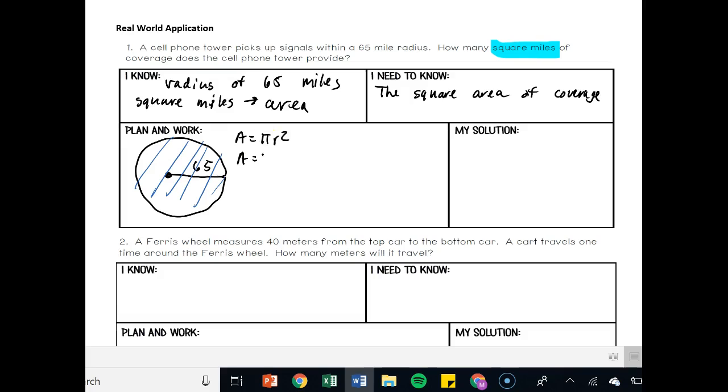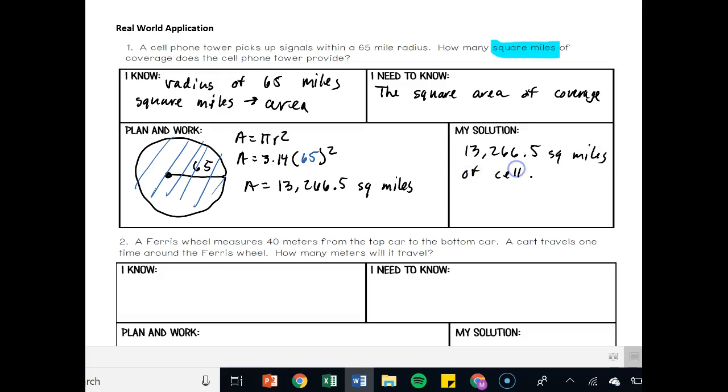Area is equal to 3.14 times 65, my radius, squared. Area is equal to 13,266.5 square miles, right? So my solution, 13,266.5 square miles of cell phone coverage. It's good. We want a big space of cell phone coverage because then our phones would constantly be going in and out.